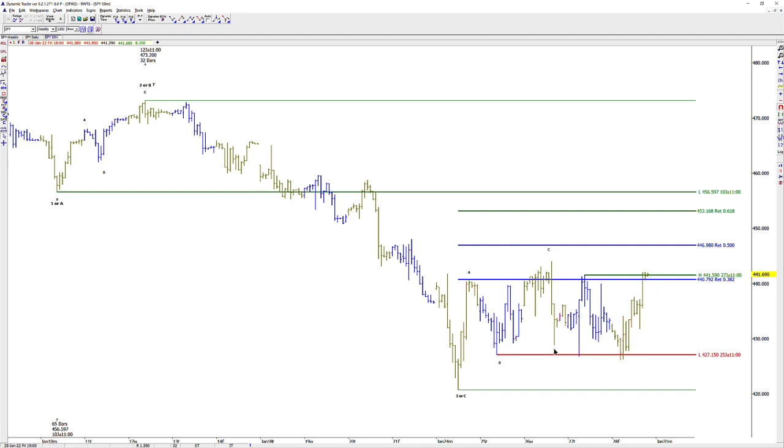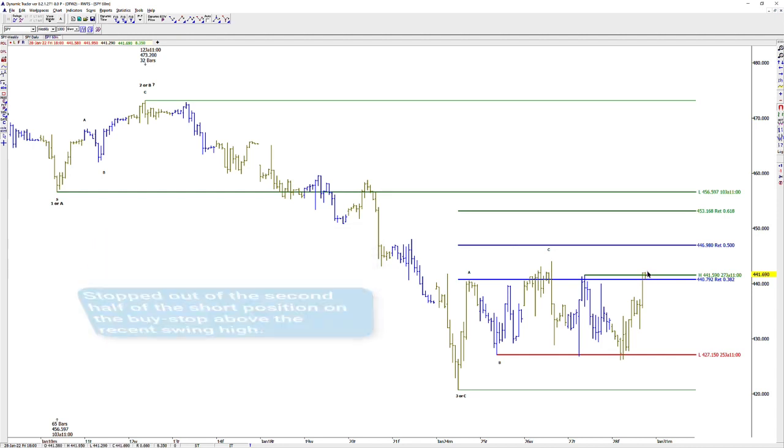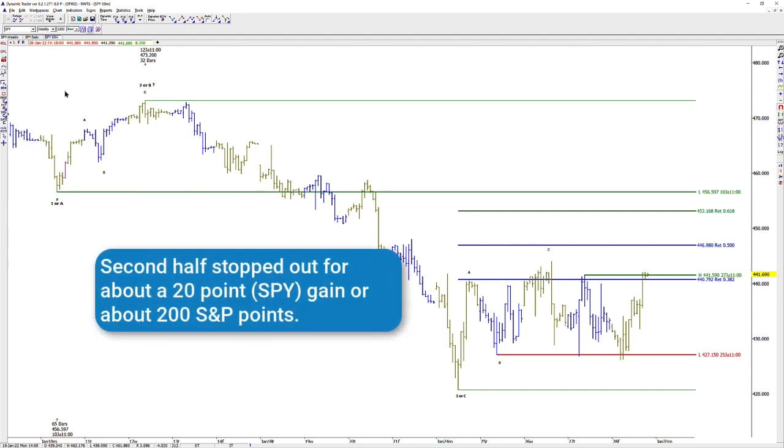This still looks like a correction, doesn't it? Well, we got to make a decision based on the best information we have. Got stopped out of the short position of the second unit at 441. Let's just call it 442. And we'd gone short up here at around 462, 465 or whatever. Again, keep in mind, this is the SPY, it's not the S&P, so 20 SPY points is like 200 S&P points.